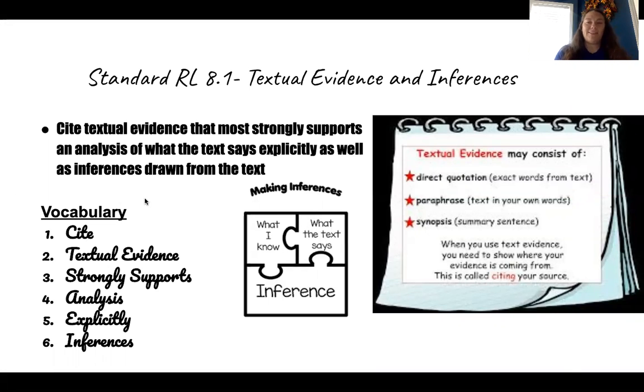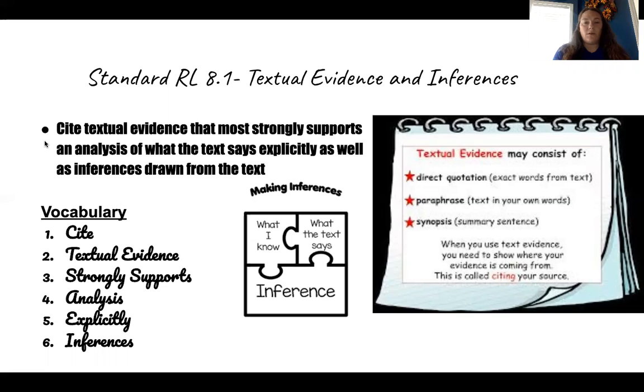I'm here today to talk to you about our first standard that we've studied this year, RL 8.1. This standard is basically all about textual evidence, inferencing, and finding explicit evidence. So here you see what the standard states. The standard says, cite textual evidence that most strongly supports an analysis of what the text says explicitly, as well as inferences drawn from the text.